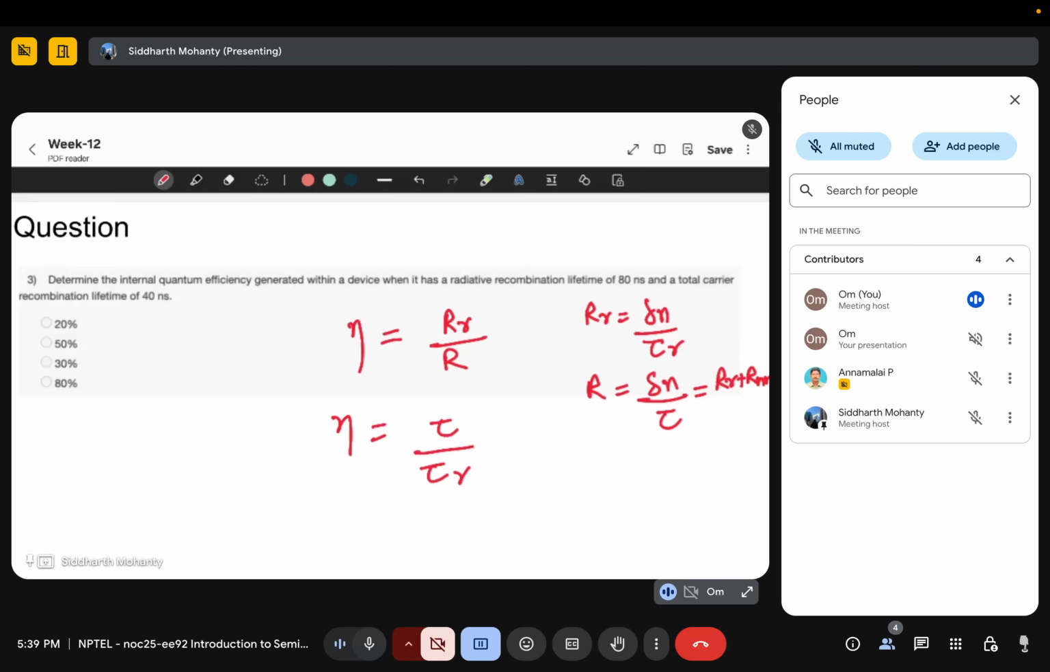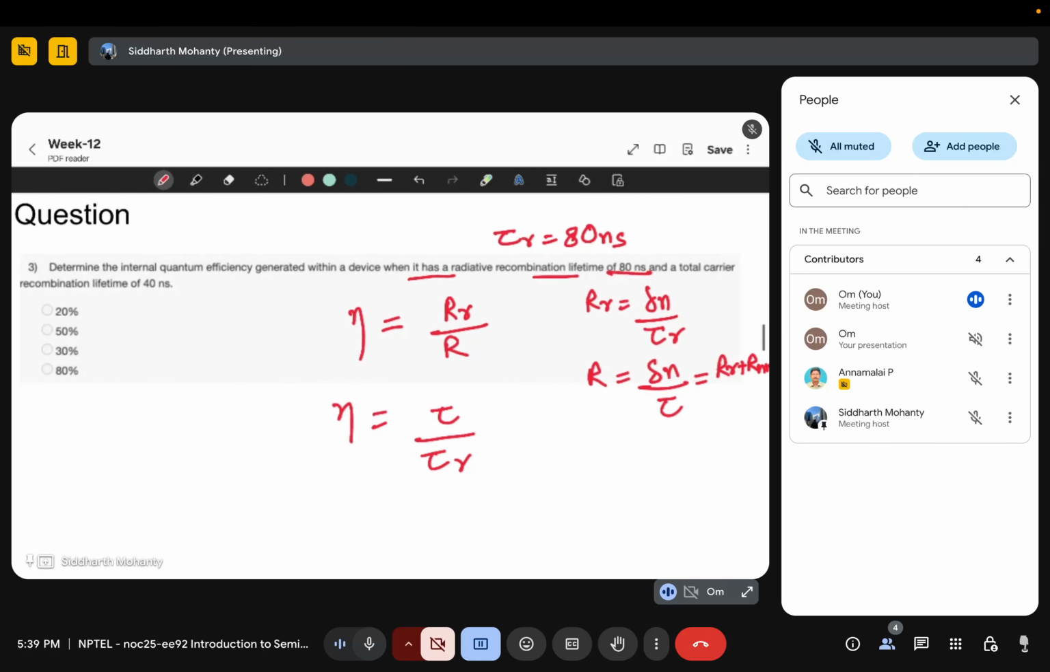The question says determine the internal quantum efficiency generated within a device when it has radiative recombination lifetime of 80 nanoseconds and total carrier recombination lifetime of 40 nanoseconds. So tau R is 80 nanoseconds, and tau is 40 nanoseconds. So eta is 40 by 80, which is 0.5. Just 50%. It is option B.